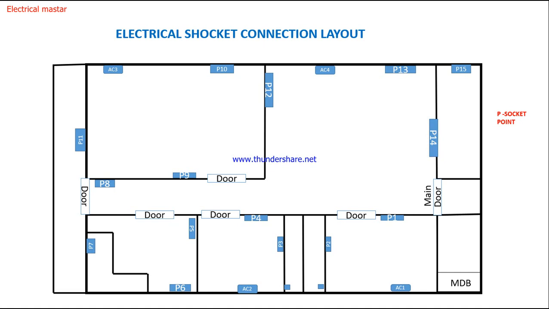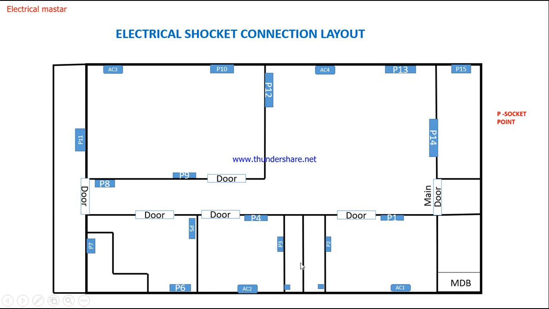See this picture. This is the electrical layout socket connection plan. Here I put room 1, room 2, room 3, the kitchen, and the hall. I mentioned that in each room I put 2 power sockets. P means the power socket. In room number 1 there are 2 power sockets, and 1 AC breaker given separately. Similarly room number 2 has 2 power sockets and 1 AC breaker.